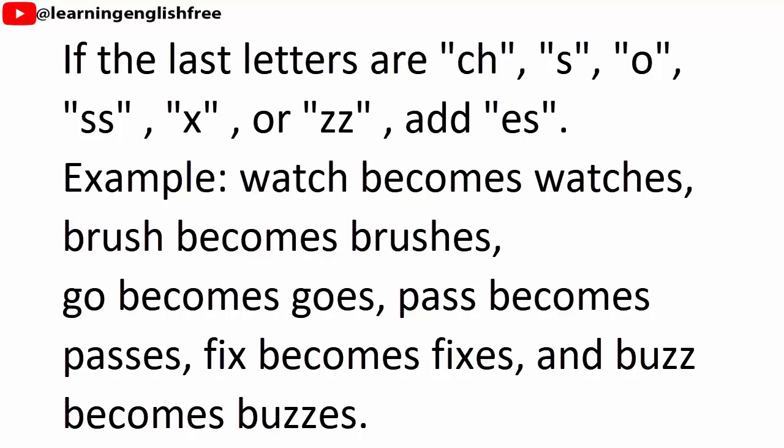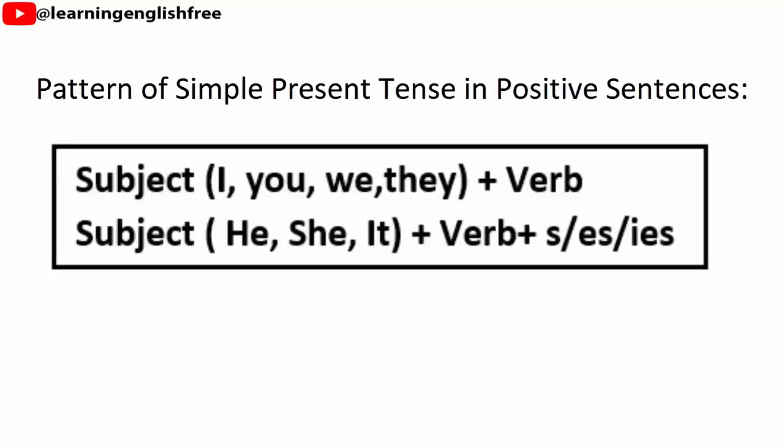If the last letters are ch, s, o, ss, x, or zz, add es. Example, watch becomes watches, brush becomes brushes, go becomes goes, pass becomes passes, fix becomes fixes, and buzz becomes buzzes. Pattern of simple present tense in positive sentences.